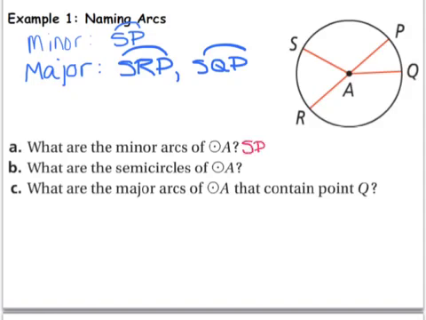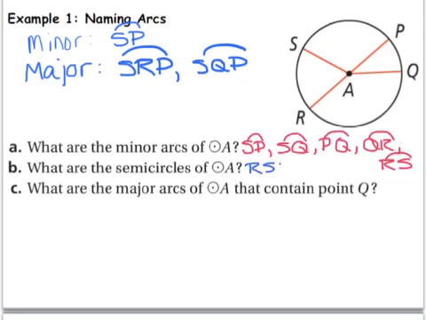We have arc SP, we have arc SQ, there's arc PQ, arc QR, and arc RS. Alright, and then what are the semicircles? The semicircle, we could say, is RSP. Or we could say that we have RQP.